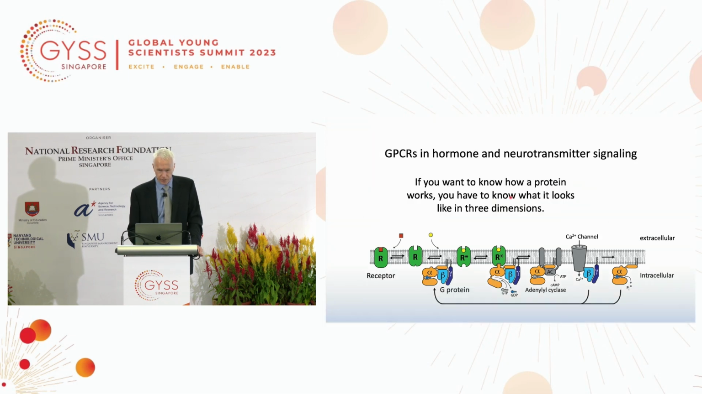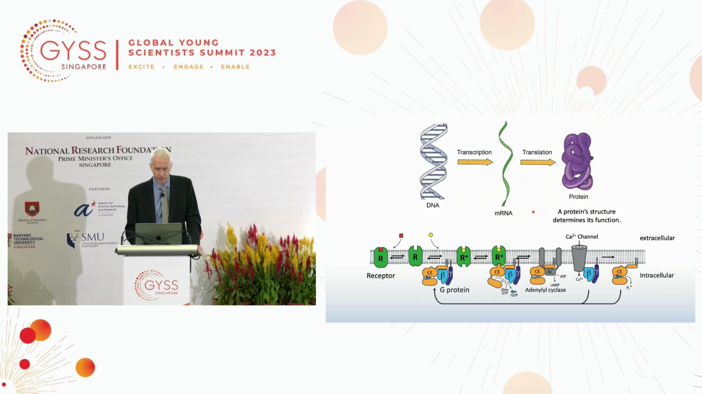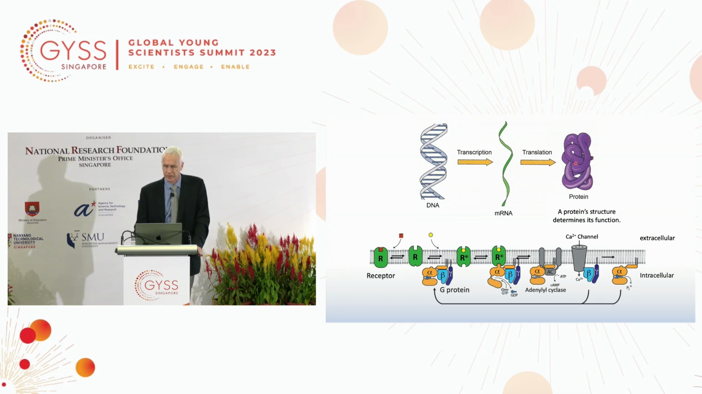So if you want to know how a protein works, you need to really know what it looks like in 3 dimensions. And that's been a goal of my research for over 30 years now. So you can start by learning something about proteins if you can clone the DNA that encodes them, or clone the messenger RNA that encodes them, and then you can determine at least the primary amino acid sequence of the protein. And in some cases, if you just know the primary amino acid sequence, you can ultimately determine the 3-dimensional structure.